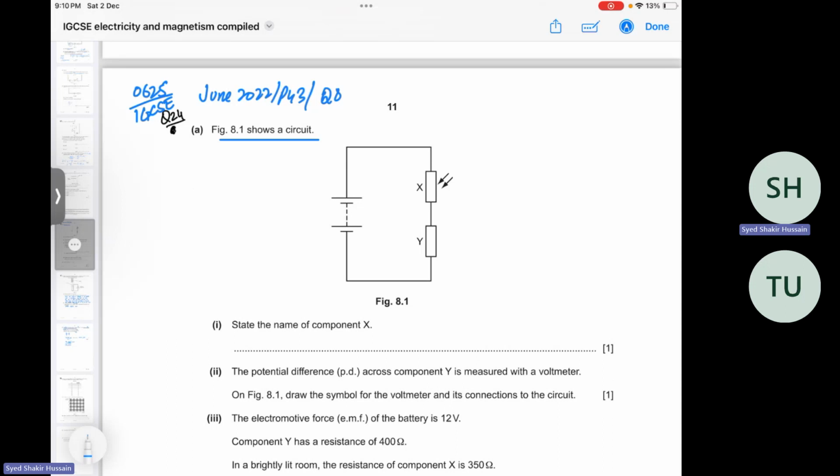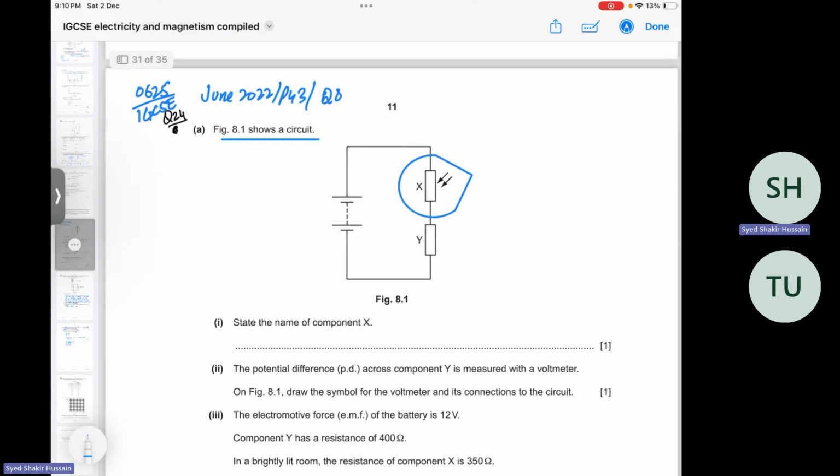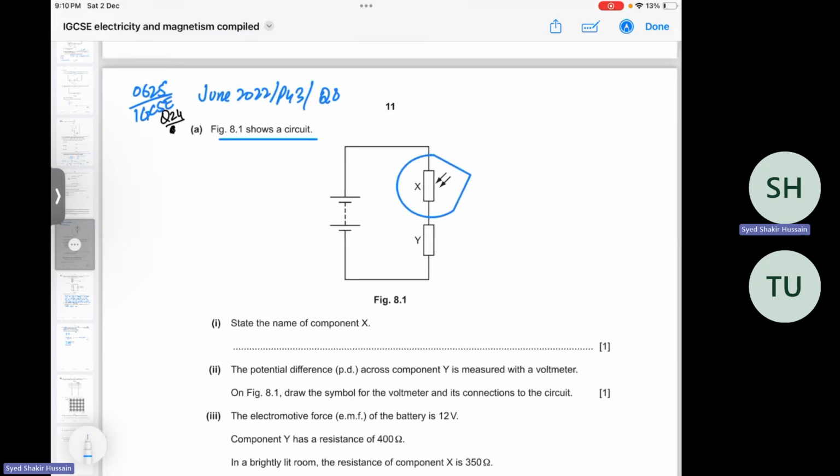What's the name of this component X? Is light falling on it? So a component on which the light falls, and its resistance changes based on the value of light, what is that component known to be? LDR, light dependent resistor.